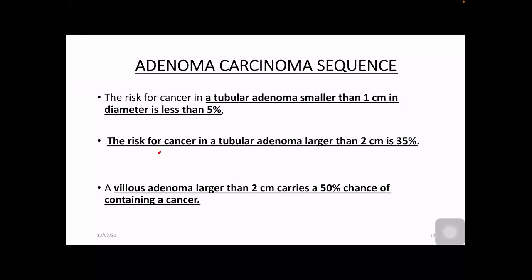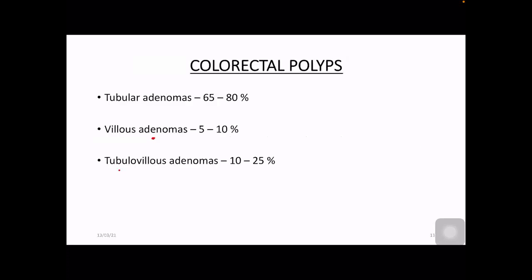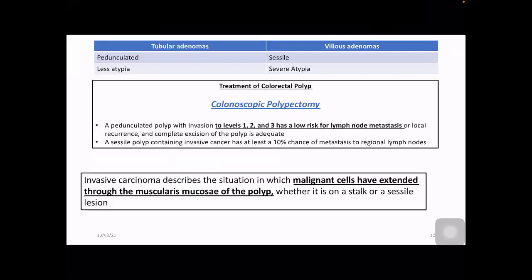At the same time, in short, they say that villous adenoma has a higher malignancy risk. How much is that? A villous adenoma larger than 2 centimeters carries a 50% chance of containing cancer. So the more villous the tumor, the higher the chance of malignancy. The more tubular the tumor, the malignancy risk varies depending upon the size. Fine. I already explained this slide, about the division of colorectal adenomatous polyps into tubular, villous, and tubulovillous. Which is more common? It is tubular adenomas, followed by tubulovillous, followed by villous adenomas.